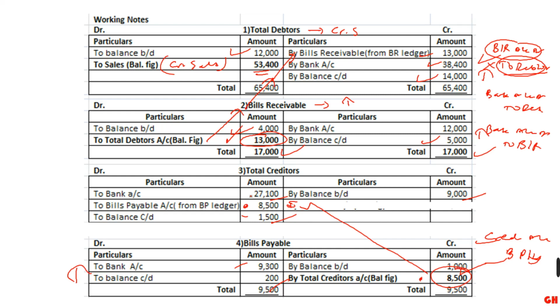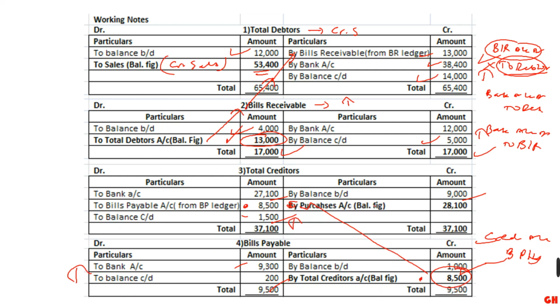Now let us balance total creditors. If we balance total creditors, the amount is 37,100. This is the heavier side, and the balance will be 28,100. Since cash purchases are not given, we will assume this full amount as total purchases, and we will show that in profit and loss account.